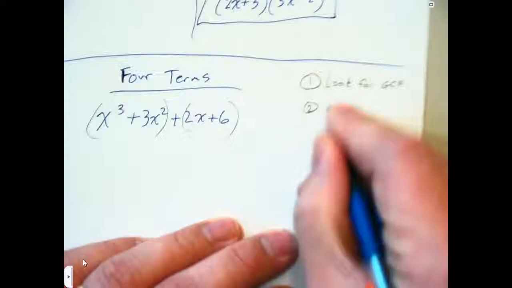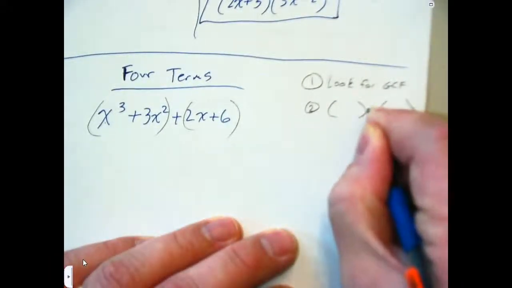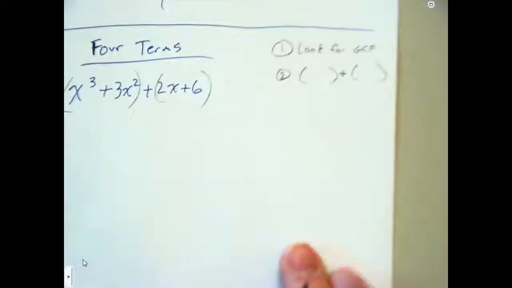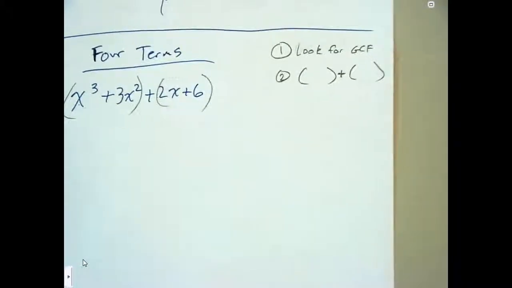Okay, second step is to create 2 sets of parentheses. Create groups. And I'm going to use a picture approach to show it there, but create groups.